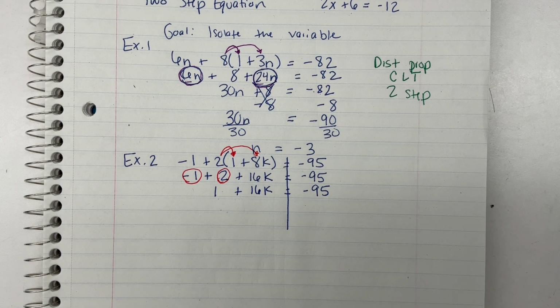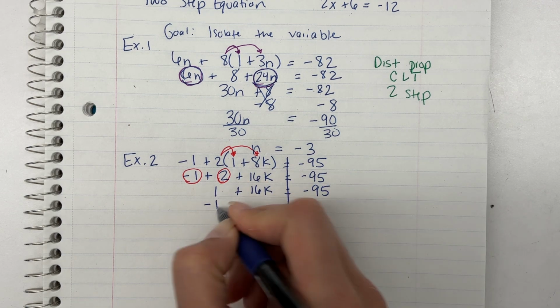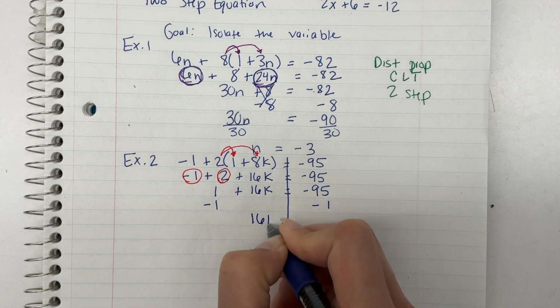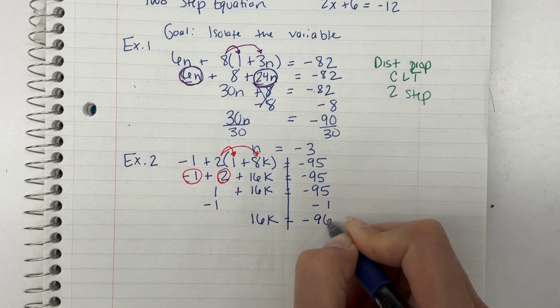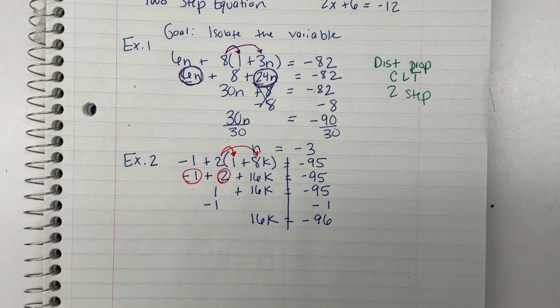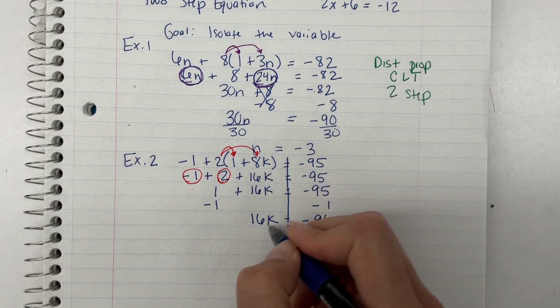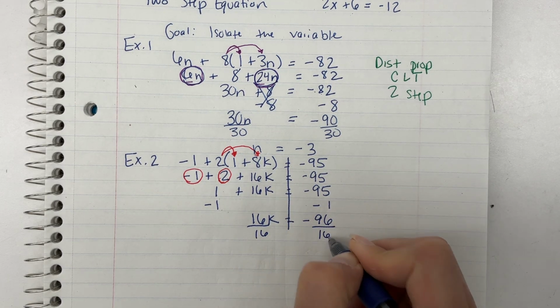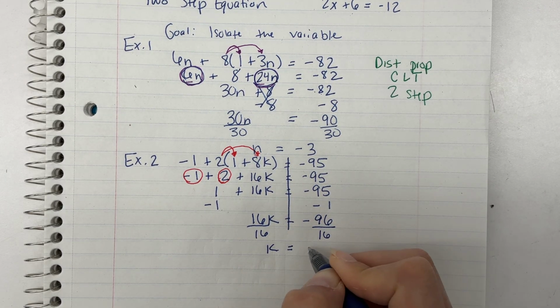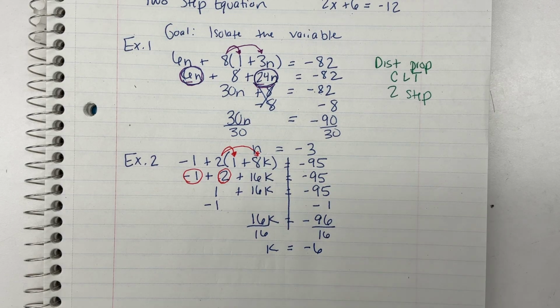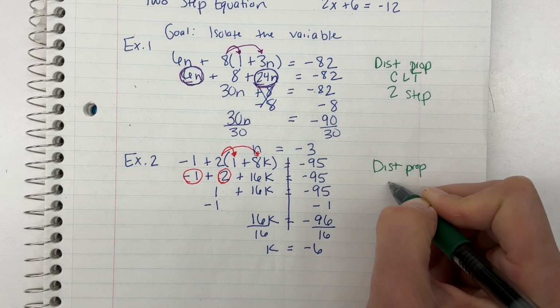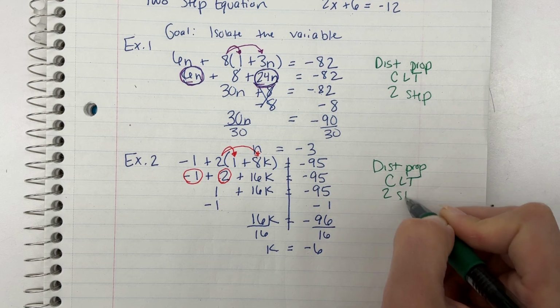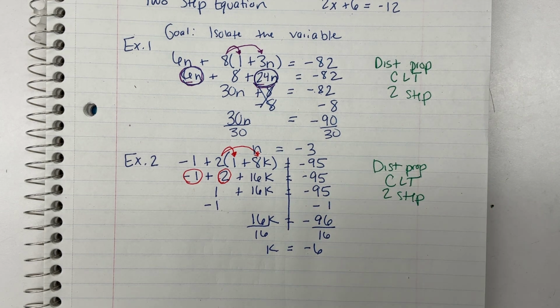Look at that. I have a 2-step equation. I'm going to subtract 1 on both sides. 16k is equal to -96. In order to get k by itself, I need to divide by 16. K is then equal to -6. Again, I still did the same process. The distributive property. I combined like terms. Then I did the 2-step equation.